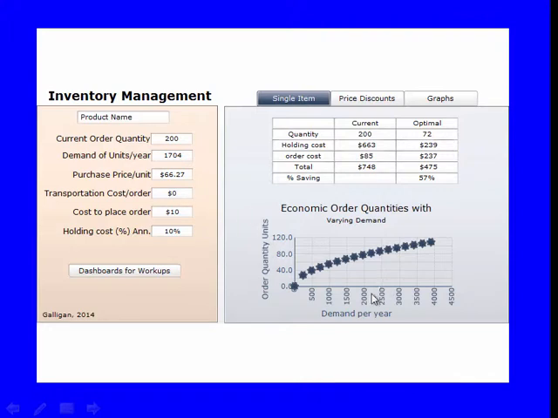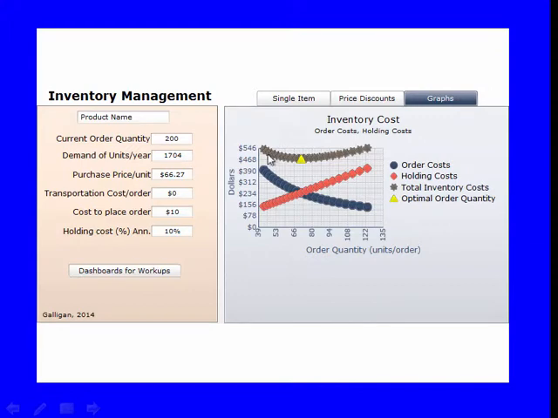The graph down here shows how this economic order quantity would change as we varied the amount of demand per year. The program also does the graphics that we saw earlier. So here's my order cost, here's my holding cost, and here's the total cost, and it's showing me the optimal here at 72 units to minimize my total inventory cost.